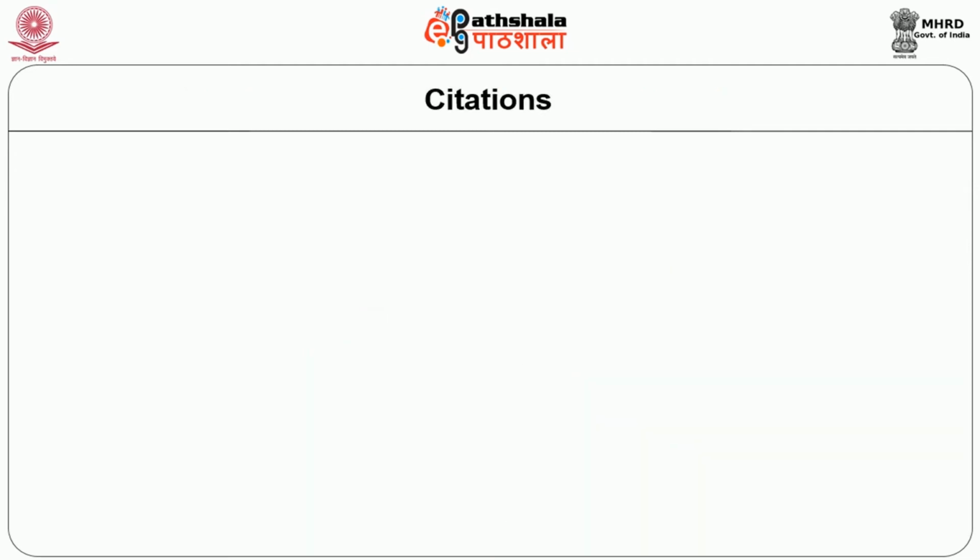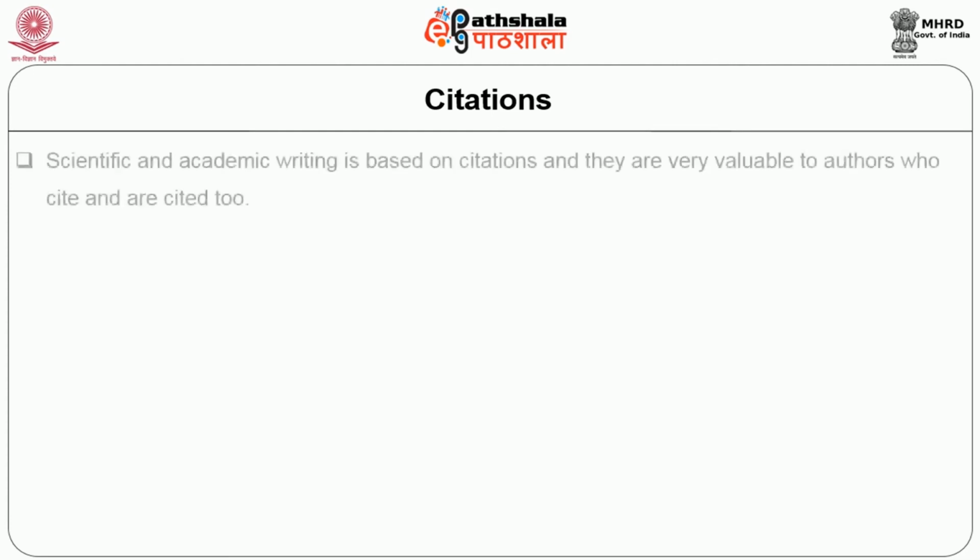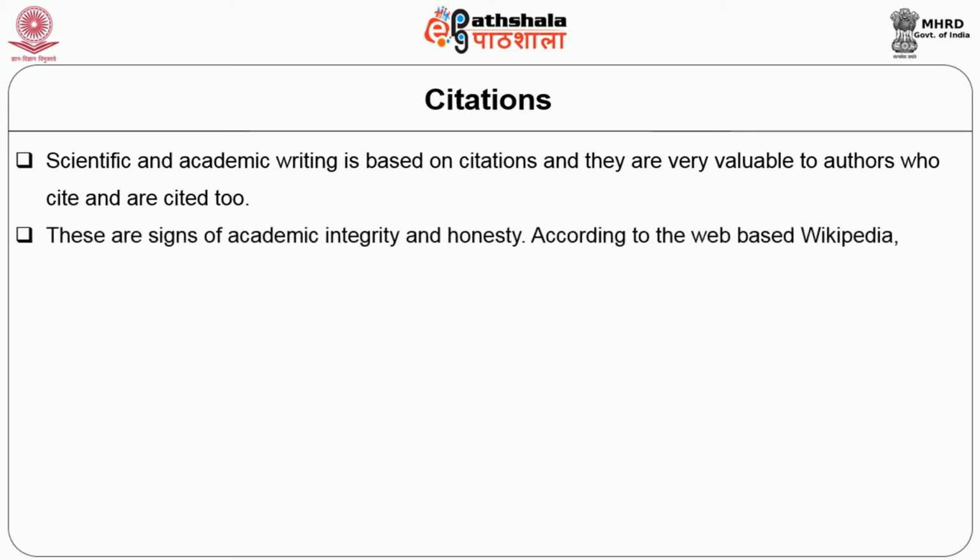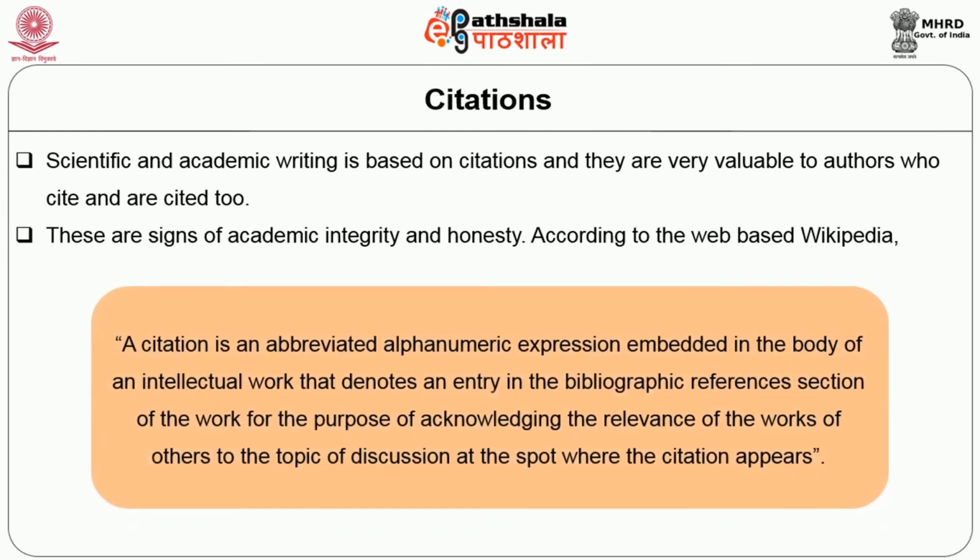Coming to the next important section called citations. Scientific and academic writing is based on citations, and they are very valuable to authors who cite and are cited too. These are signs of academic integrity and honesty. According to the web-based Wikipedia, a citation is an abbreviated alphanumeric expression embedded in the body of an intellectual work that denotes an entry into the bibliographic references section of the work for the purpose of acknowledging the reference of the works of others to the topic of discussion at the spot where the citation appears.